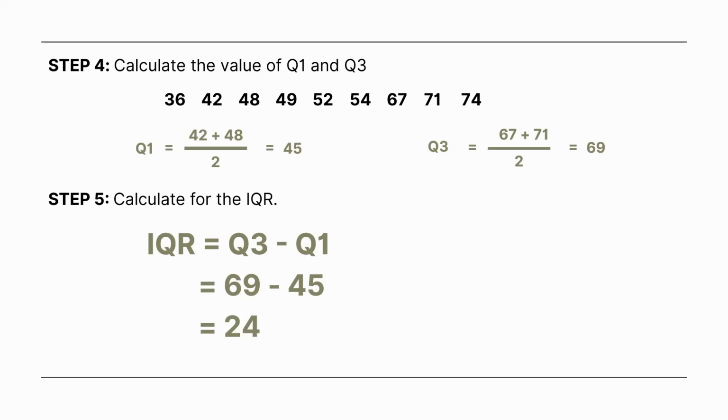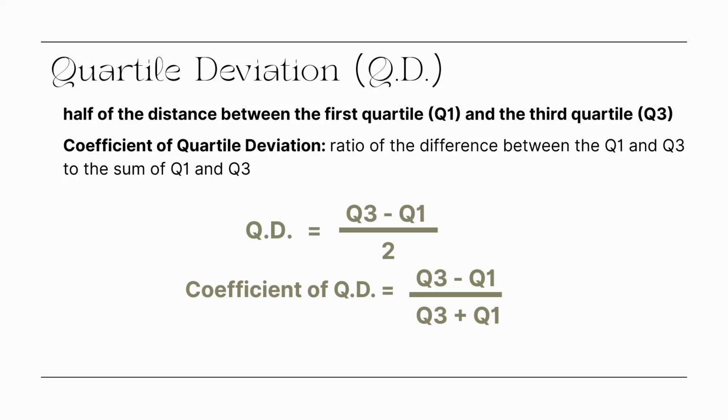Here in the example, quartile 3 is 69 and quartile 1 is 45. Then 69 minus 45 is 24. Now your interquartile range is 24. Quartile deviation, on the other hand, is half of the distance between the first quartile and the third quartile.